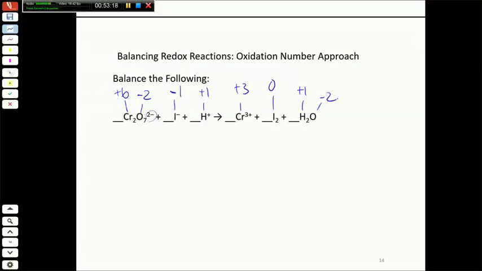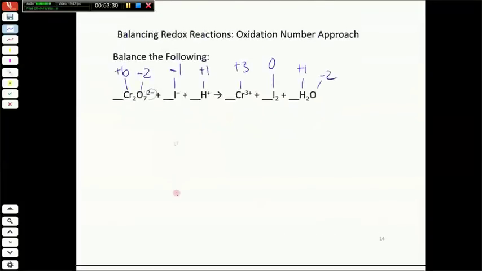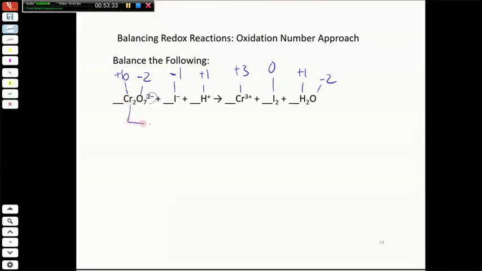Now, one thing that I like to do is, there's some slightly different ways of doing this, but if we notice here on the reactant side we have Cr2O72-, and each of those chromiums has a +6 oxidation number. And then over here we have Cr3+, which is +3. We have 2 chromiums over here, so we know we're going to have at least a coefficient of 2 there.